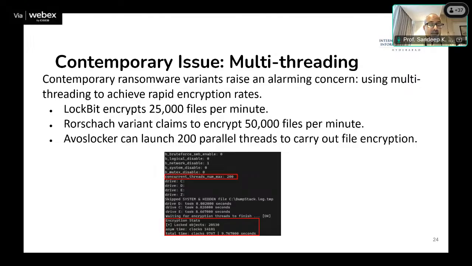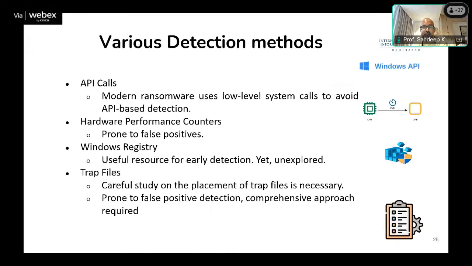And then I have to also kill the process or the process tree that is involved in doing all this, right? So that is the third thing I want to talk about. So we looked at this API call method and the hardware performance counter method. We also looked at, although not in this talk, the way ransomware affects the Windows registry versus what a benign executable does with respect to the Windows registry. So we can actually use that for some features. People have done that. And then trap files.